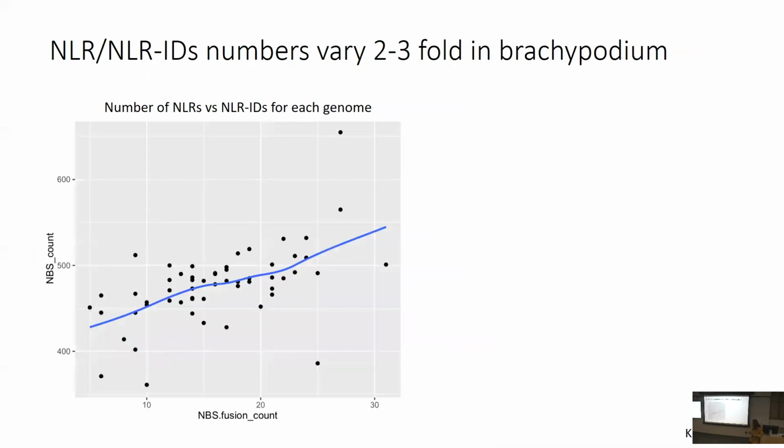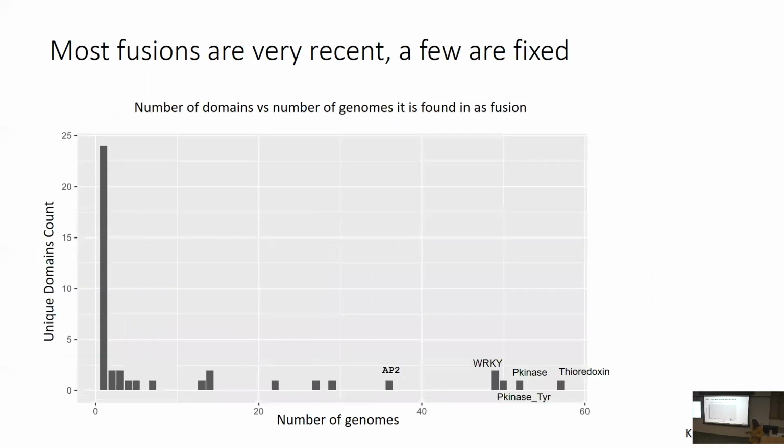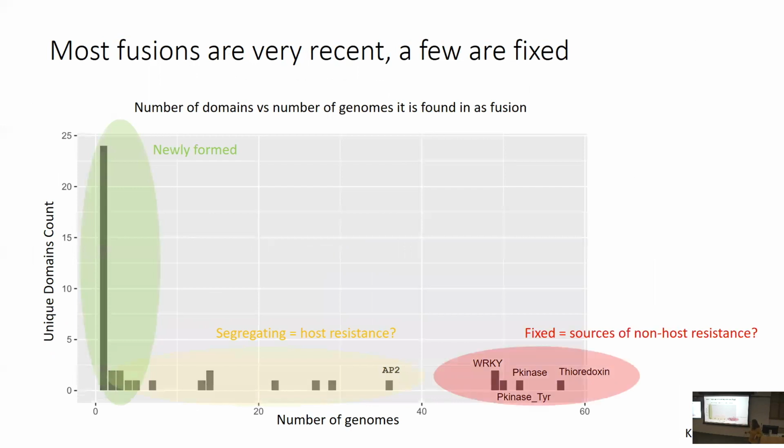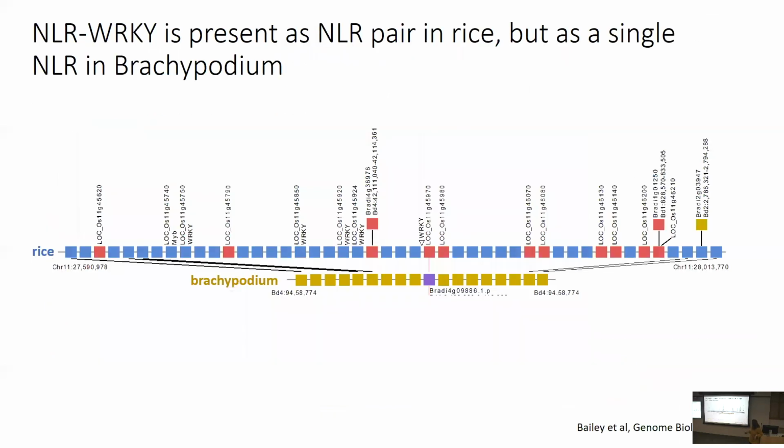And we first saw that the number of NLRs varied maybe 2-fold within the species. The number of NLR IDs was there. Most of the NLR IDs were newly formed. They were present only in one genome, but not any others. Some were segregating. They were present in half of the genomes, but not in the other half, and some of them were fixed. So we looked at those fixed ones, and what's happening to them.